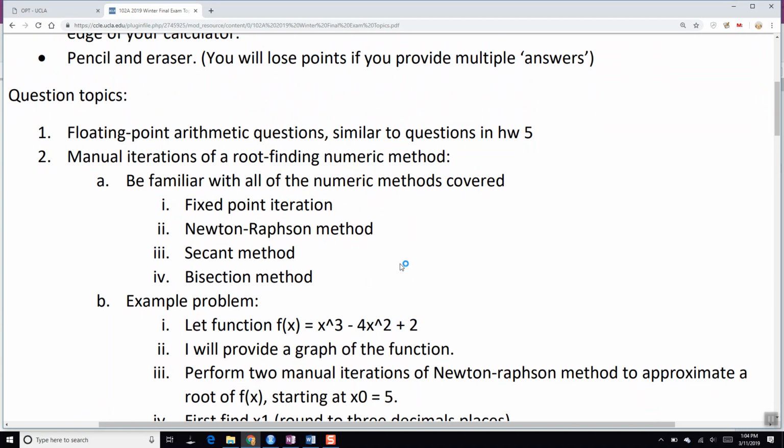So there's going to be some floating point arithmetic questions, like stuff that was covered in homework 5, where you've got this many bits for the exponent, this many bits for the mantissa. Based on that, what's the biggest number you can store that's not infinity, or what's the smallest, or how is this going to be written out in bits and things like that. Very similar to what you saw in your homework 5, the floating point stuff there. Any questions on that?